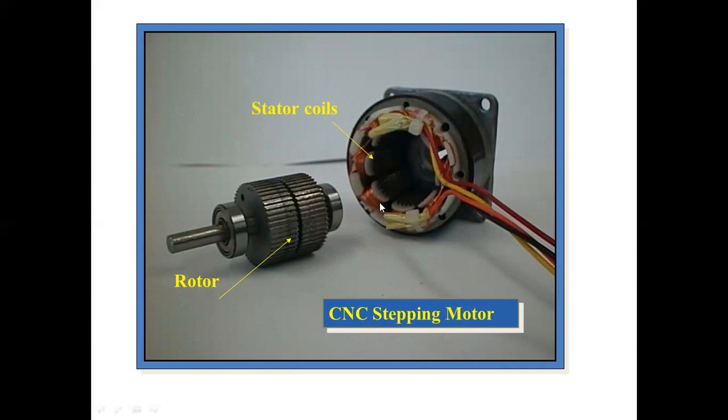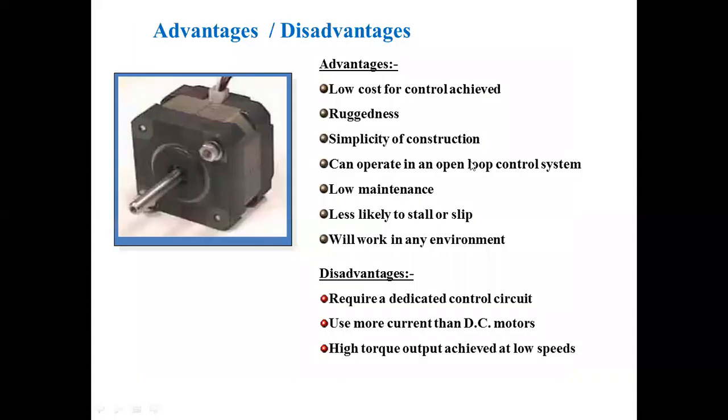This is nothing but an 8 pole structure of a stator electromagnet. The 4 wires are brought out to the terminals here. That is nothing but 4 pairs of poles we are having here. 4 pairs of poles, totally 8 poles. And what are the advantages and disadvantages of these stepper motors?